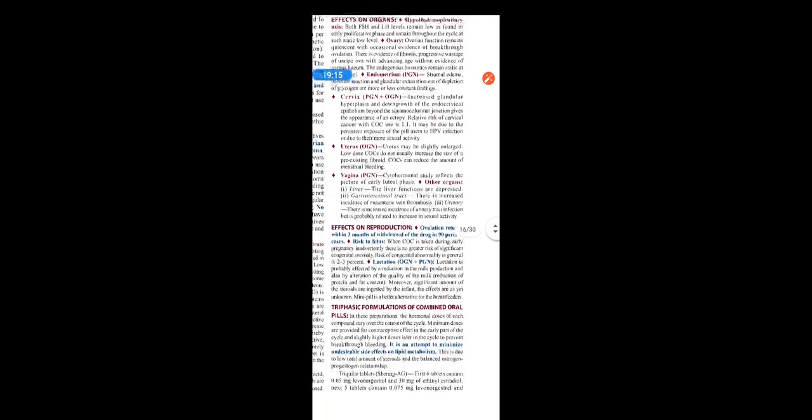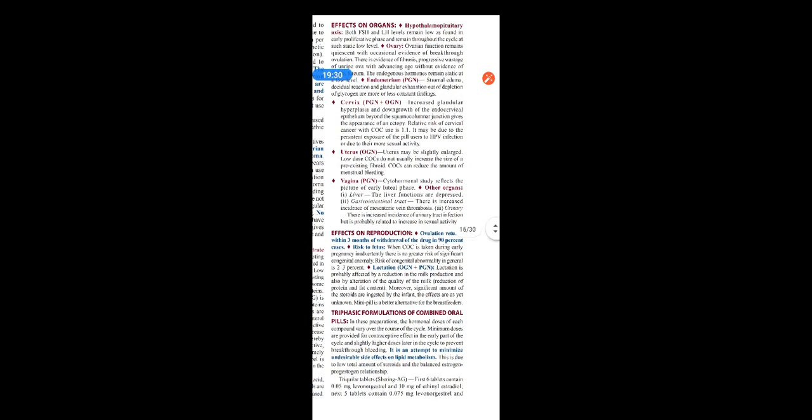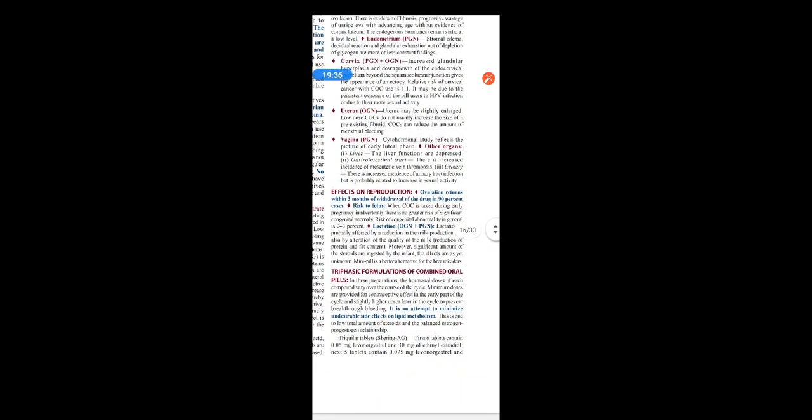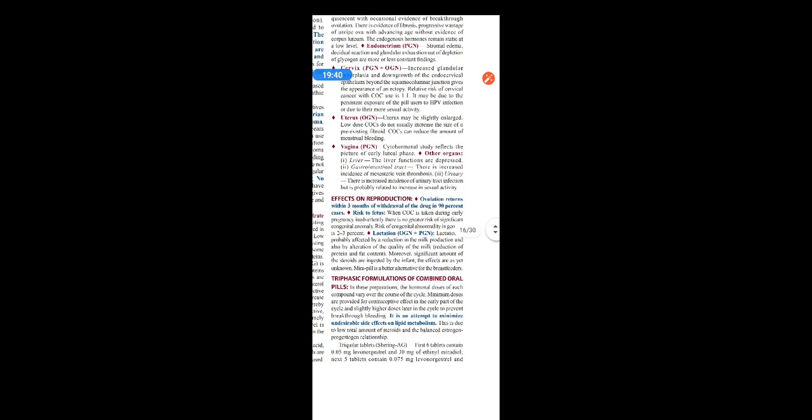Coming to the effects of OC pills on organs. HPO axis: both FSH and LH levels remain low, as found in the early proliferative phase, and remain throughout the cycle at such static low levels. Ovaries: ovarian function remains quiescent with occasional evidence of breakthrough ovulation. Endometrium: there is residual reaction and glandular exhaustion or depletion, and endometrial stroma will be there.